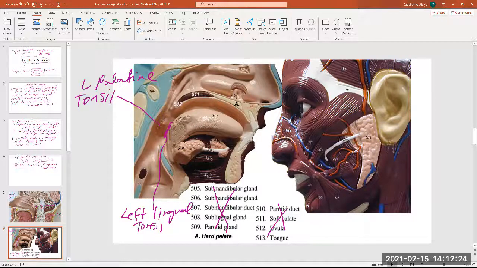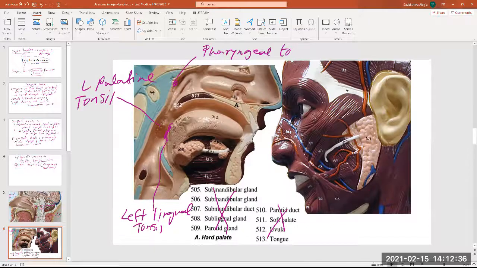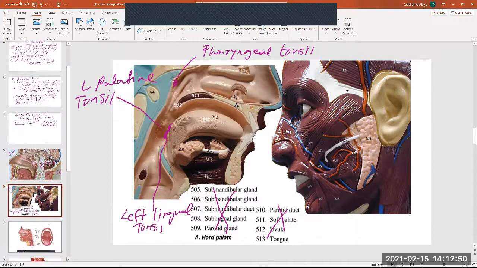There is only one pharyngeal tonsil. So there is no such thing as left pharyngeal tonsil. This is just the pharyngeal tonsil. So these tonsils trap pathogens that come through air, food, and water, and provide us defense this way. So that's for the tonsils.